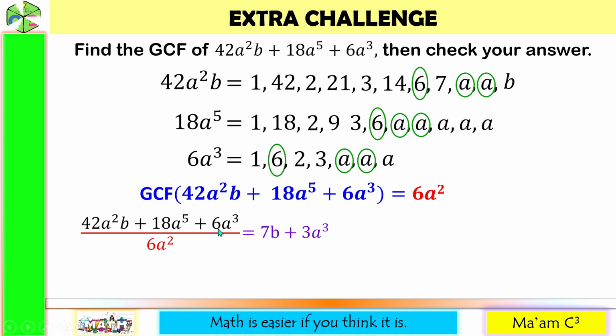Let us proceed with the third term. Positive 6 divided by 6 is 1. Let's not write it anymore. A cubed divided by a squared will give us a. This is now the remaining factor or the other factor.